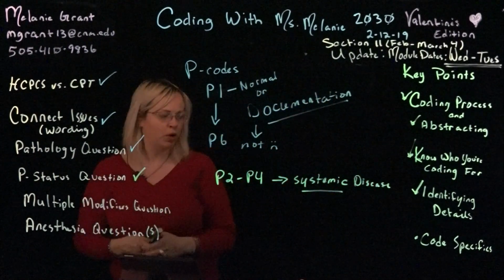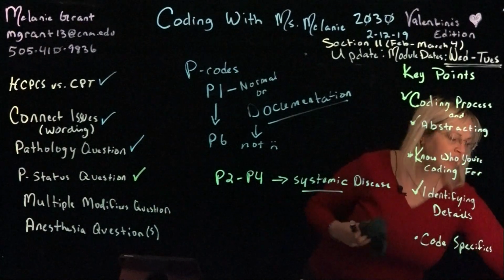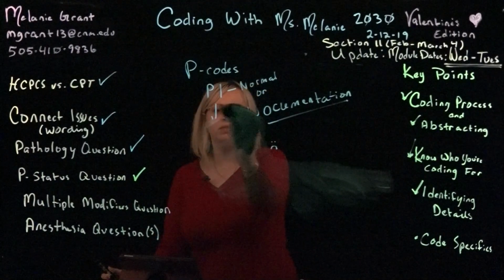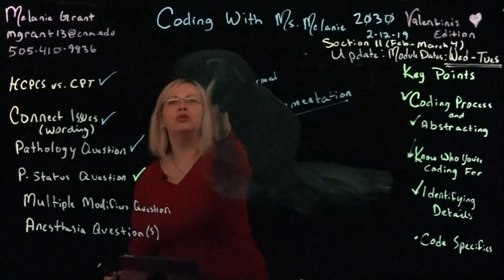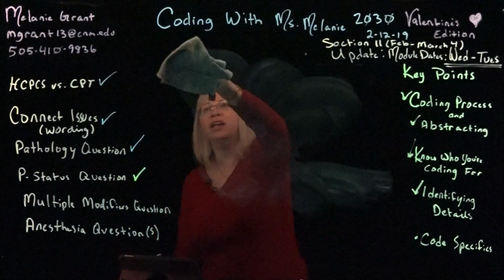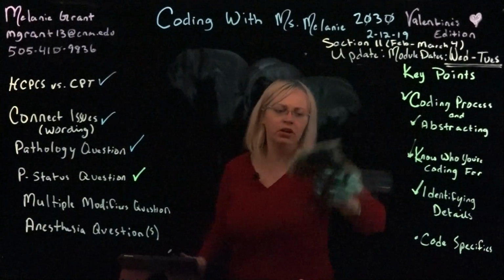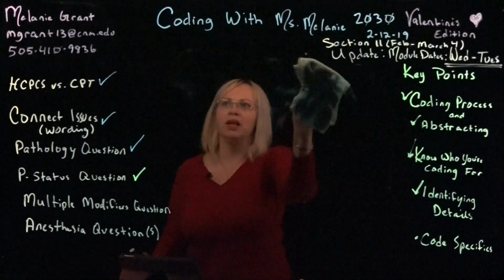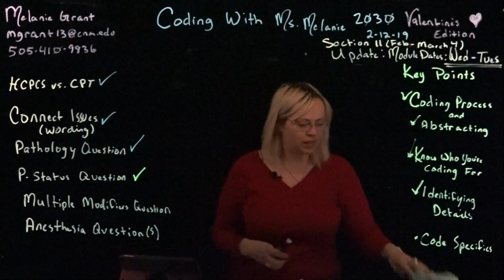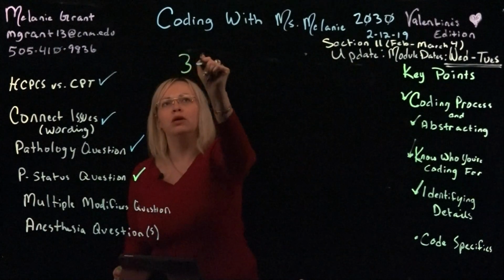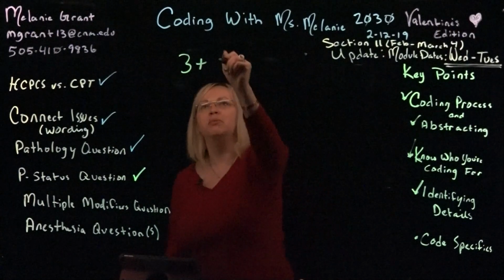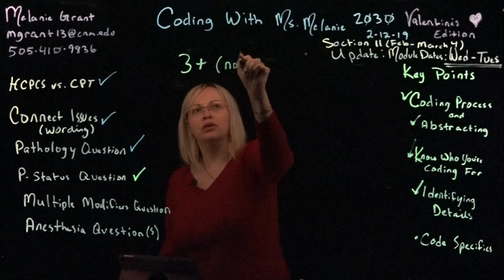Our next question, one of the codes questions, and this is a Connect wording issue I want to say, was: if you have multiple modifiers, you use modifier 99 for multiple modifiers apply. Now, what amount of modifiers is required for multiple modifiers to apply? And your options were 1, 2, 3, and so on. The answer to that is 3 or more. And I think that the problem is the wording in the book says 2 or more, but it in fact should be 3 or more.